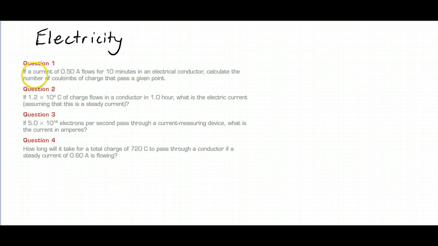Okay, so in this question we're being asked to find the number of coulombs of charge, which is Q, and we've been given the current, which is I, and we've been given a time as well, which is T. So we need to find an equation that uses these three quantities. Let's have a look in the textbook.